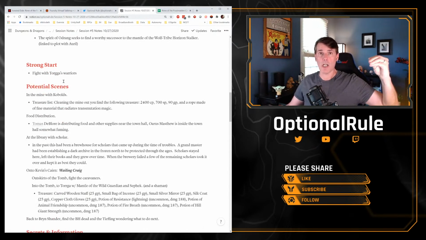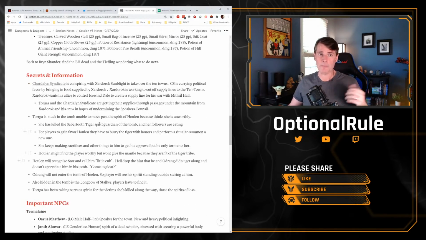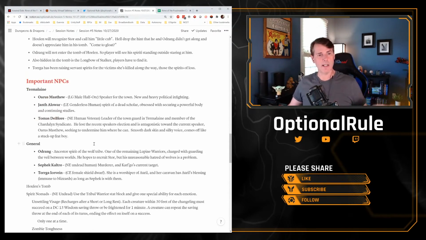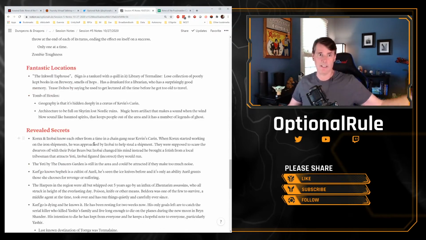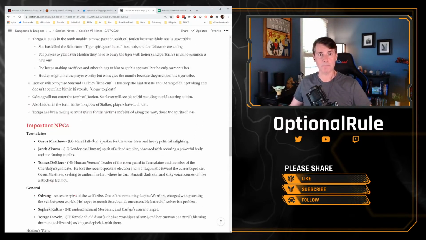I have a strong start. That's right out of the Return of the Lazy Dungeon Master: start every session with a bang. Invest the players so you don't spend a half hour talking. Write out potential scenes on where you want to go. Write out some secrets that can come out in that adventure, important NPCs that help you run it, and fantastic locations. And then I keep my revealed secrets below.